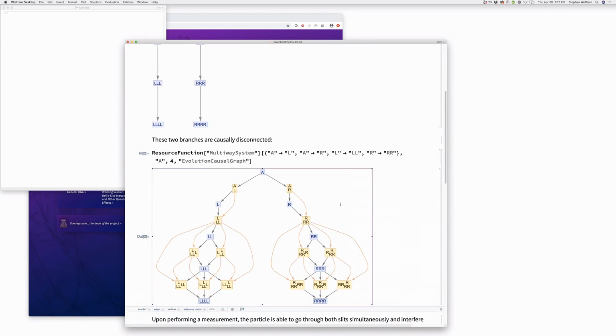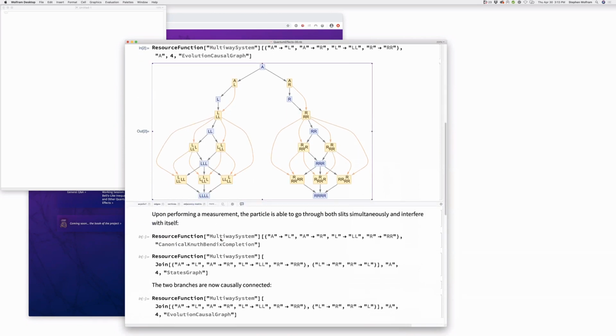This is showing the causal connections between these different situations. So it's saying that there's a causal disconnection here where this is the right slit, the photon went through the right slit story, and it has causal connections to the later history of that photon, but it doesn't have any causal connections over to the left here.